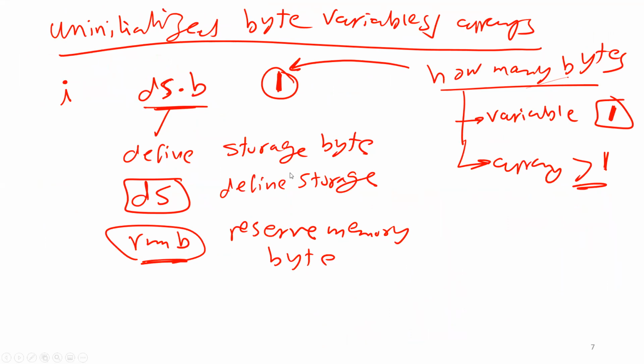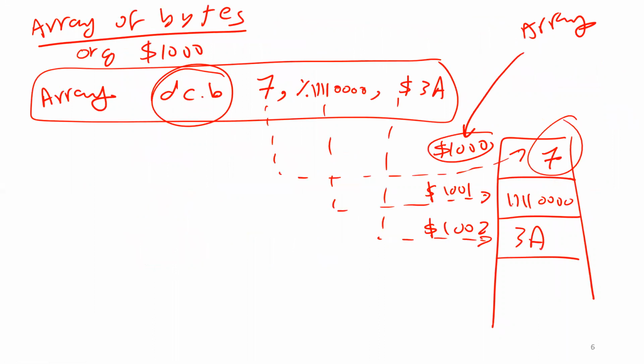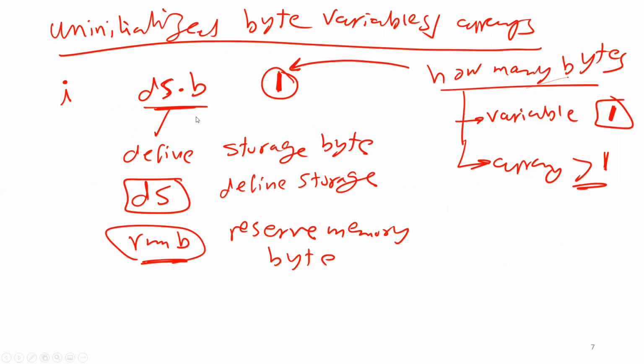Now let's move to how you can define uninitialized byte variables and arrays. Is that okay? Now I'm going to use a different keyword. Remember, for initialized ones I used the same dc.b for both byte and arrays. But here, because this one is uninitialized, I'm going to use a different keyword: ds.b, define storage byte. You can also just write ds or rmb, they are the same.